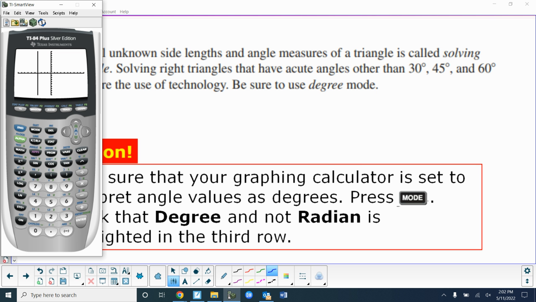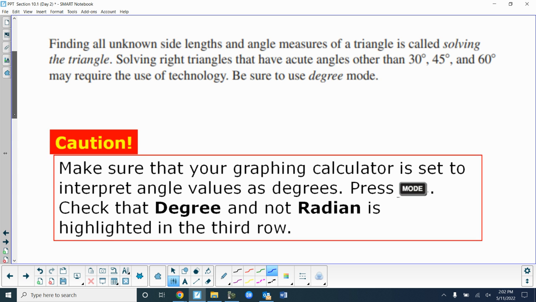All right, let's clear that out. Hit the mode button, and my degree is highlighted, so I'm in the correct mode. Make sure you have that done before you do these problems.